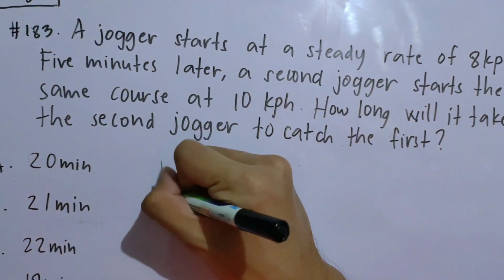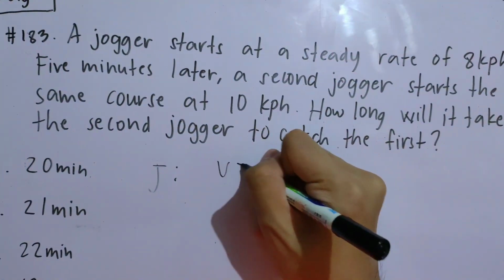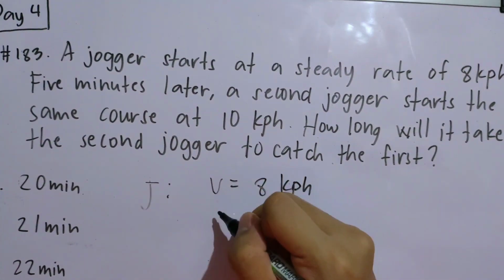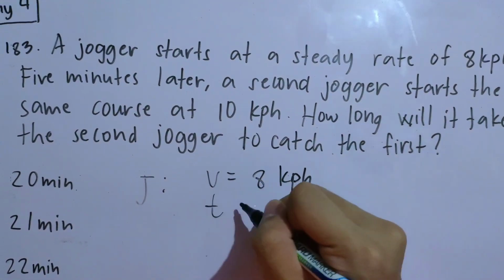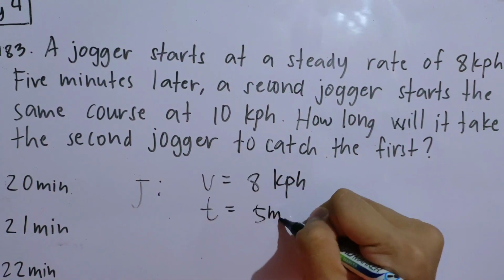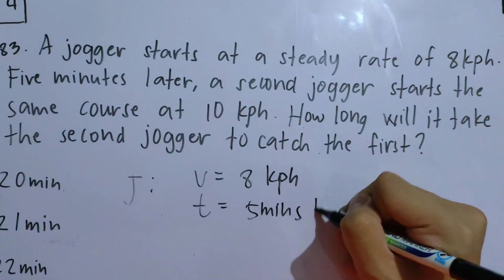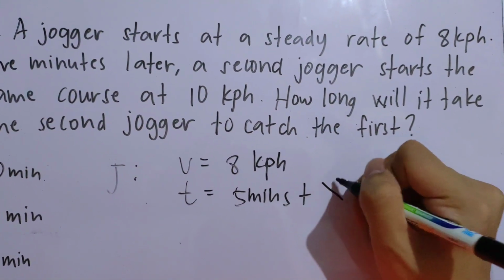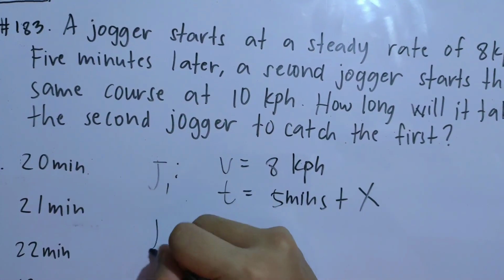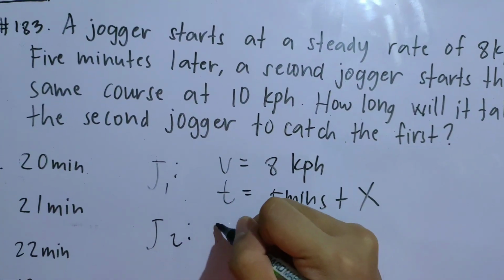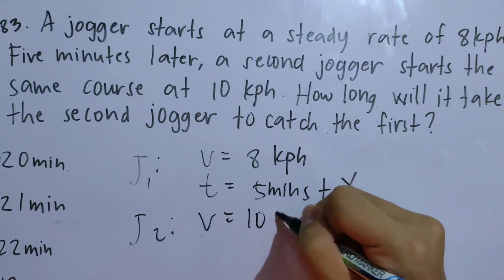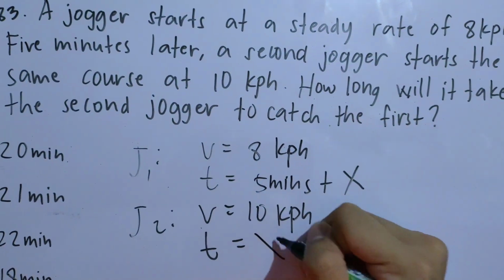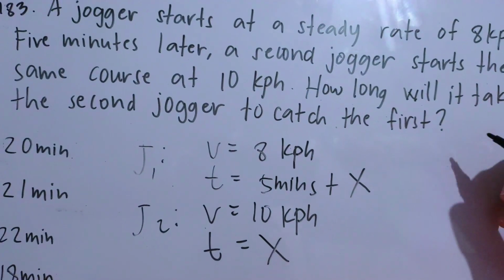So si jogger 1, ang velocity niya is equal to 8 kph. Tapos ang time niya is equal to 5 minutes kasi nauna siya ng 5 minutes plus yung time na hinahanap natin. So sabihin na lang natin x yung unknown na time. Si jogger 2 naman, ang velocity niya is 10 km per hour at ang time niya is equal to x lang. Ito lang yung unknown na time.